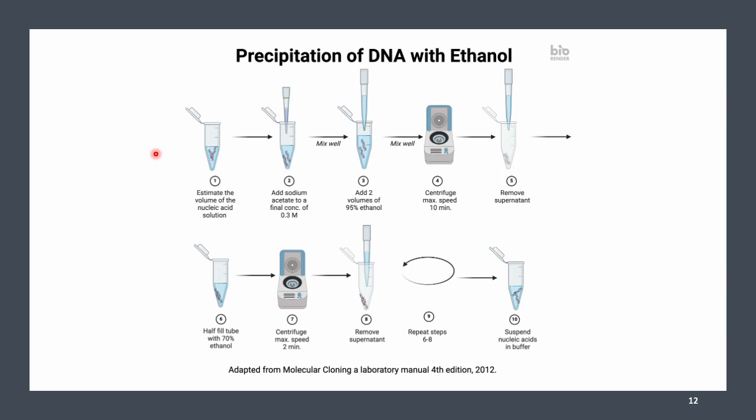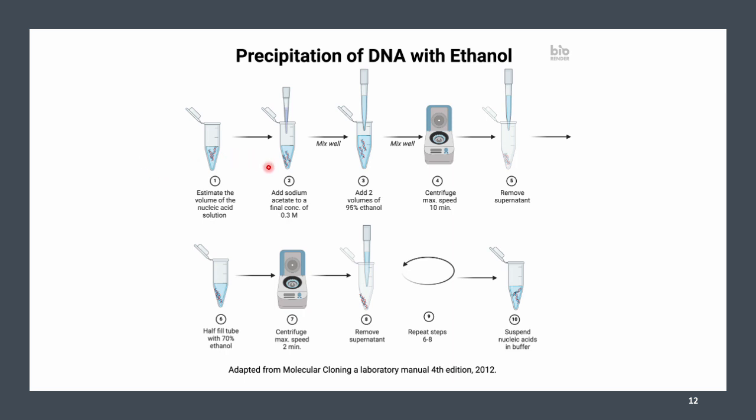This slide image shows the precipitation of DNA with ethanol, or the salting out of DNA. In tube 1, we have a solution of DNA, so our cells have already been lysed and our DNA is free in solution.